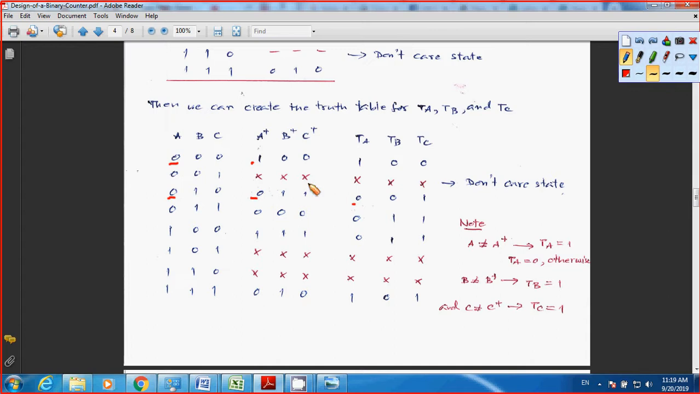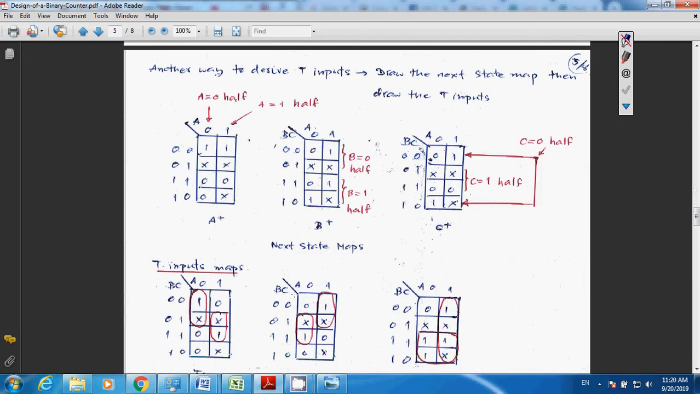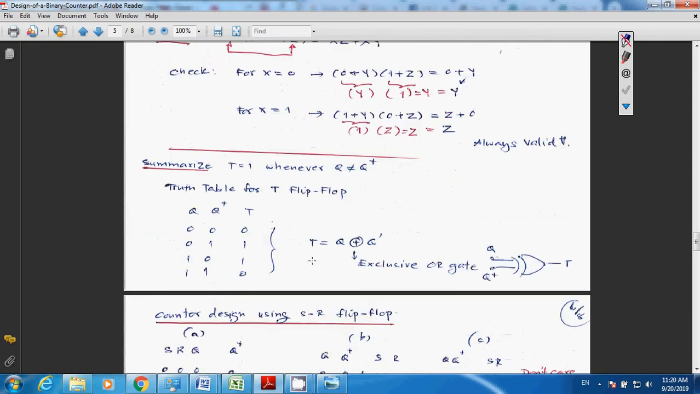And if you have a don't care state, just put don't care in there for TA, TB, TC. So that's all you have, and the rest you can work out by yourself. The next step is to create the Karnaugh map, just like this. So that's pretty much how to design the binary counter, or digital circuit.